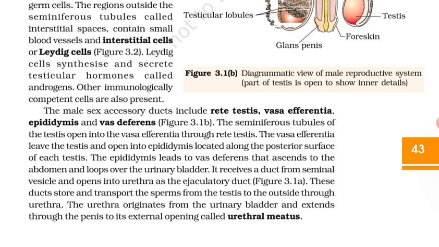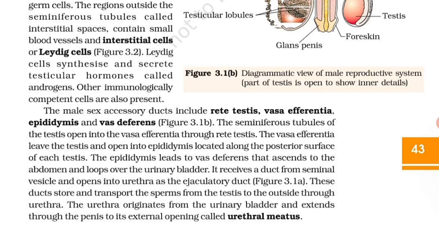The male germ cells undergo meiotic divisions, finally leading to sperm formation, while Sertoli cells provide nutrition to the germ cells. The regions outside the seminiferous tubules, called the interstitial spaces, contain small blood vessels and interstitial cells or Leydig cells. Interstitial cells are called Leydig cells. Okay?